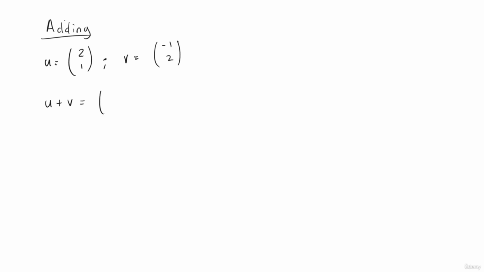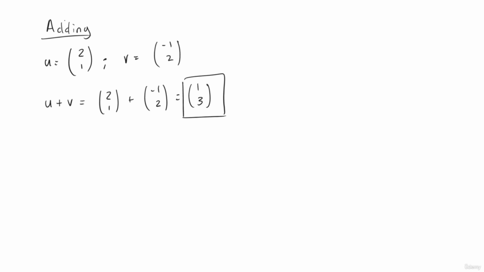So this would be (2, 1), that would be our u, plus v, which is (-1, 2), which is going to be equal to 2 plus -1, which is 2 minus 1, so that's going to be 1. 1 plus 2 is going to be 3. And this right here is u plus v. And that's how you add two vectors. It doesn't matter whether they're two-dimensional like this, or three-dimensional, four-dimensional, five-dimensional, 100 million dimensional. It does not matter. You add them up component-wise.